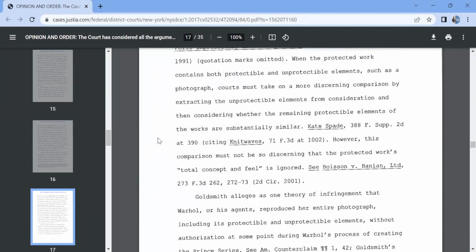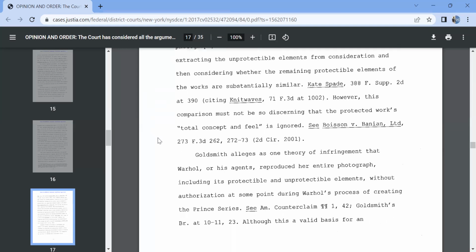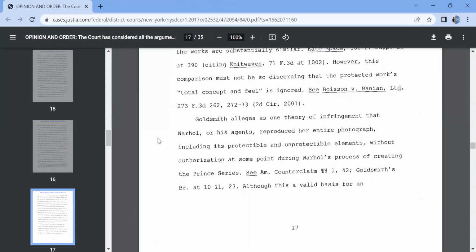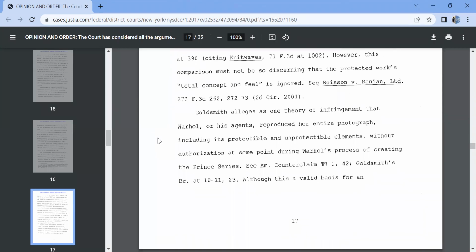When the protected work contains both protectable and unprotectable elements, such as a photograph, the court must take a more discerning comparison, extracting the unprotectable elements from consideration and then considering whether the remaining protectable elements of the work are substantially similar. However, this comparison must not be so discerning that the protected work's total concept and feel is ignored. See Boisson v. Banian, Ltd.